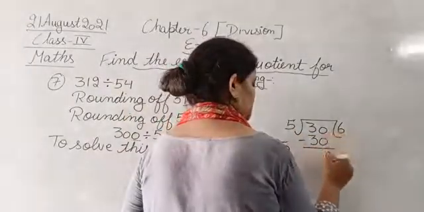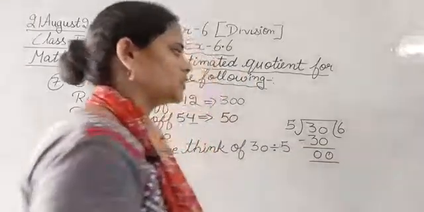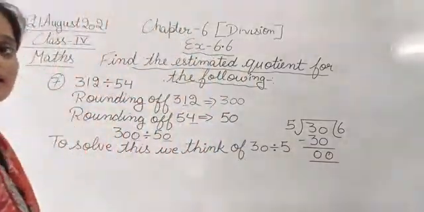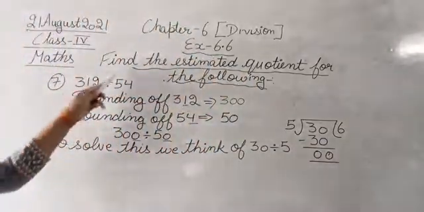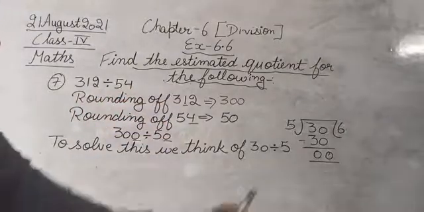Now 0 minus 0, 3 minus 3 is 0. So the quotient we got is 6, and the remainder is 0. In the question we have to find the estimated quotient. So the estimated quotient is 6.